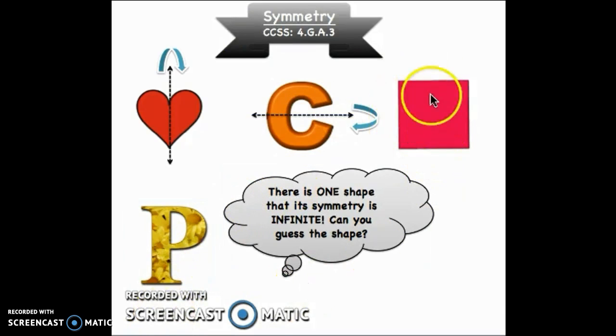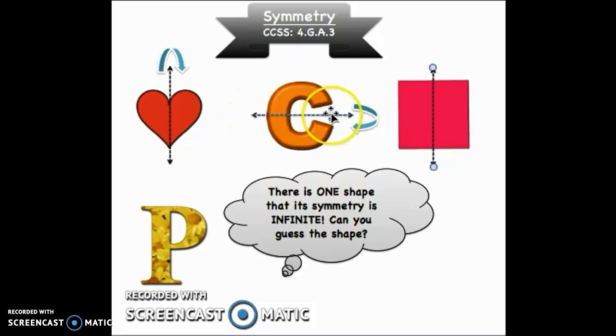The square. Now, if we take a look at the square, I can see that I can make a vertical cut like we did with the heart. So here's my vertical cut. So I can fold this part over this part, and I will have matching or equal parts. They're also called mirror views. It's like a reflection, as if you were to look in the mirror.